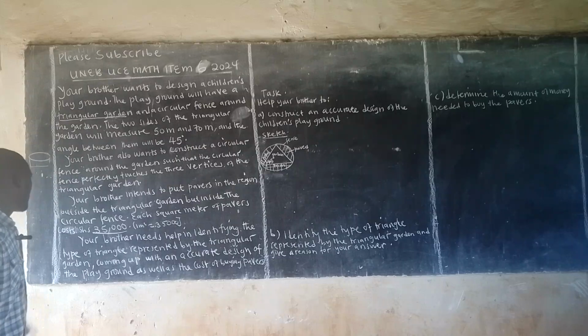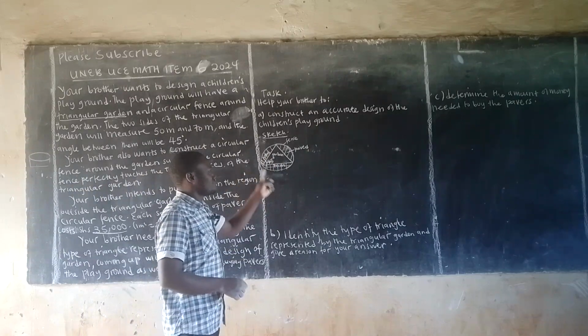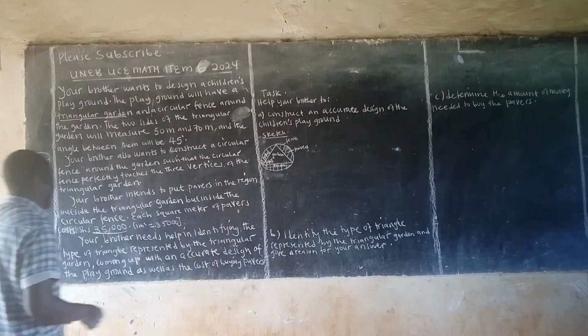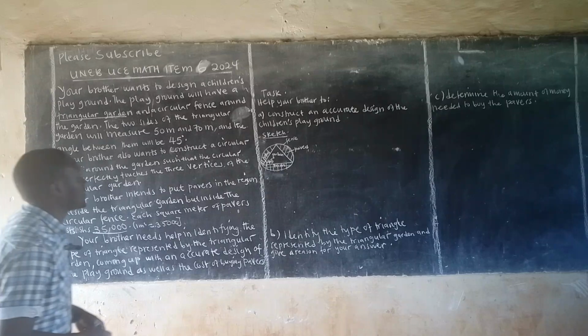Now, your brother needs help in identifying the type of triangle represented by the circular garden. So they want to know which type of triangle that is, and we shall come to see. Coming up with an accurate design of the playground as well as the cost. The design is there in our sketch, as well as the cost of buying pavers. No problem. Part A, task the same.